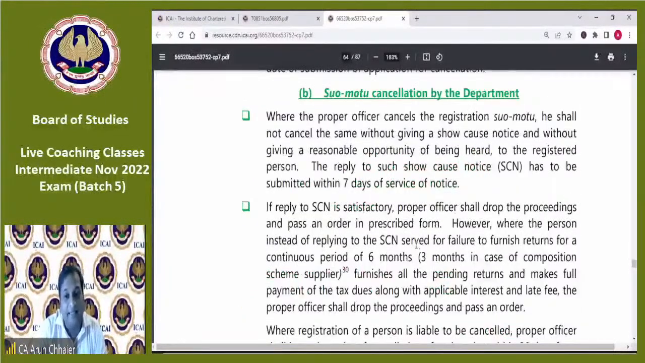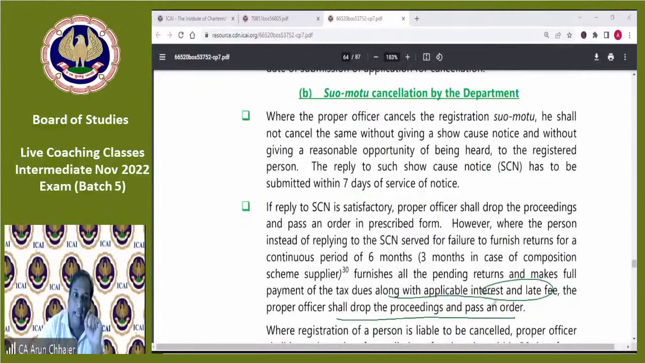Then they are saying 6 months or 3 quarters of non-furnishing. If the registration has been cancelled by the proper officer, either for 6 months or 3 quarters, 3 tax periods, then if the applicant furnishes all the pending returns and makes the full payment of the taxes along with applicable interest and late fees, the proper officer will drop the proceeding and pass the order.